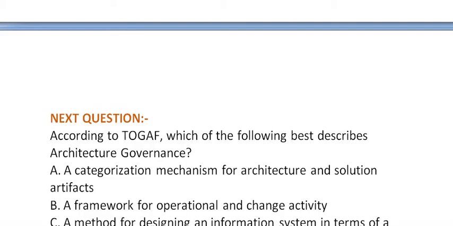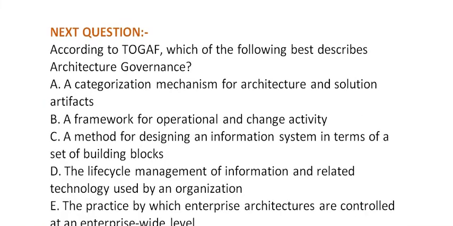Now, today's first question is, according to TOGAF, which of the following best describes architecture governance? Option A, categorization mechanism for architecture and solution artifacts. Option B, a framework for operational and change activity.